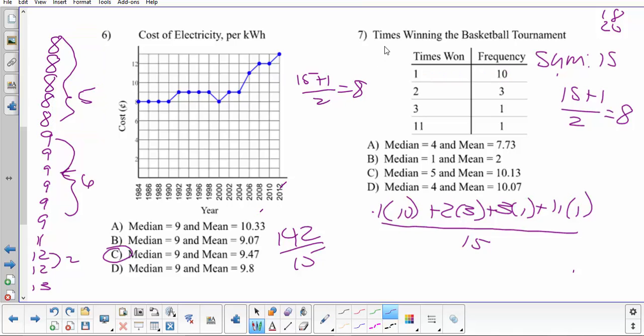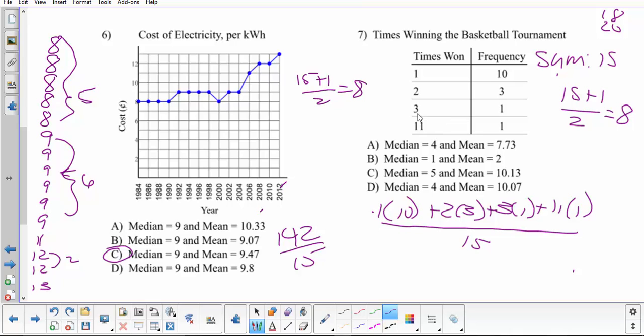Question 7 tells us the times winning the basketball tournament. So we assume that these are all different teams and it's the number of times they won the tournament is what this title is telling us. Of all the teams that have played in this tournament over the years, 10 is a frequency, which means 10 teams won the tournament once. 3 teams won the tournament twice, 1 team won the tournament 3 times, and 1 team won the tournament 11 times.